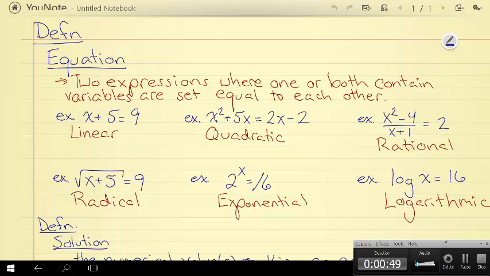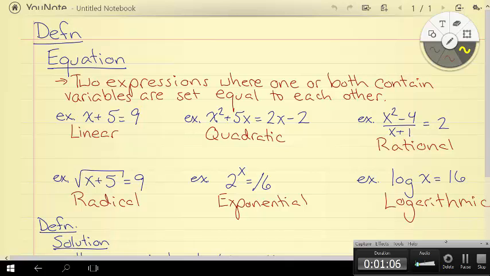So this is our first section of notes. Right now we're reviewing the different types of equations that we're going to see in college algebra and going over how to solve some of them. First off, the definition of an equation is two expressions, where one or both contain variables, that are set equal to each other.